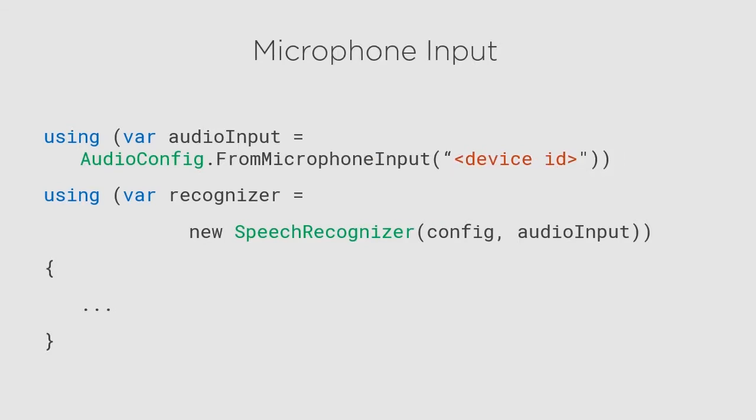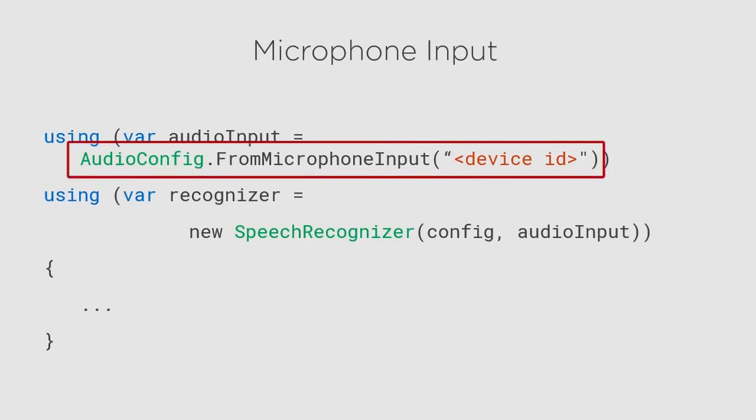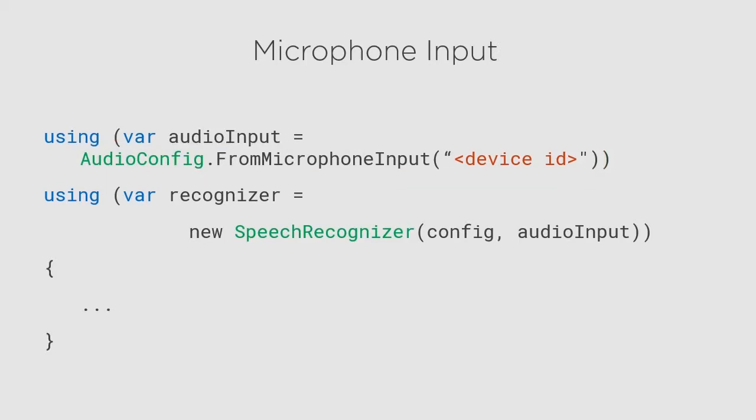Not only can you use the default microphone, you can also choose your microphone input. Using the FromMicrophoneInput helper function, you only need to have the device ID. I should note, at the time of this recording, this functionality is not yet available from JavaScript. Getting the available device IDs differs from platform to platform.